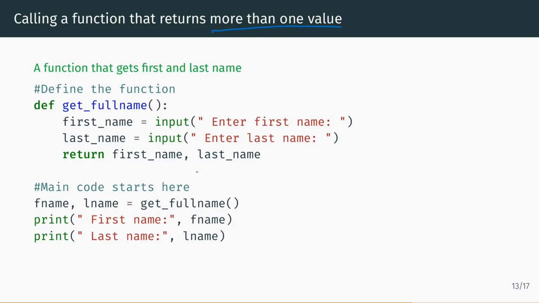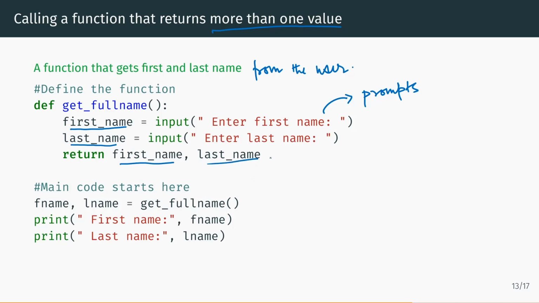This example is of a function that gets the first name and the last name from the user, and the function is called get full name. That's the name of your function. What it does is prompt the user to enter the first name and the last name, and then saves these into variables first name and last name. And then it returns first name comma last name.